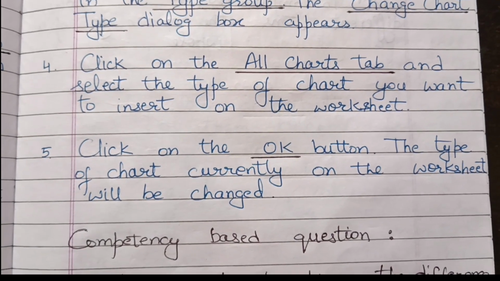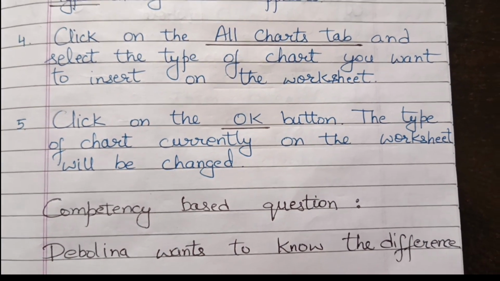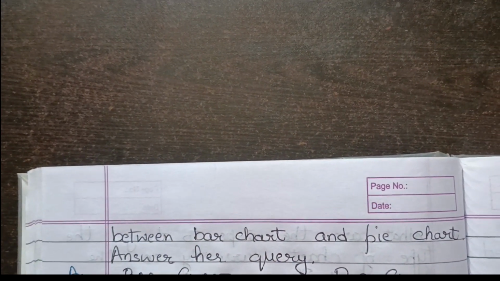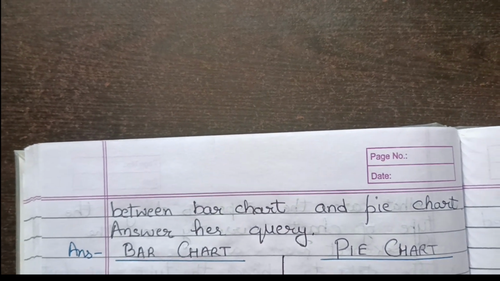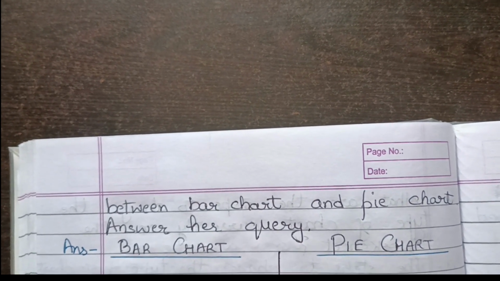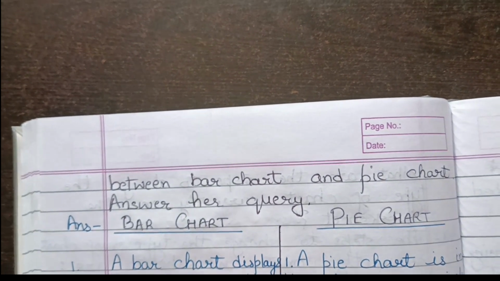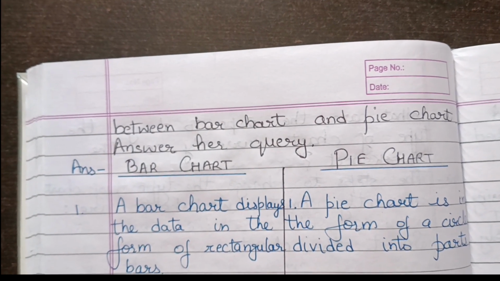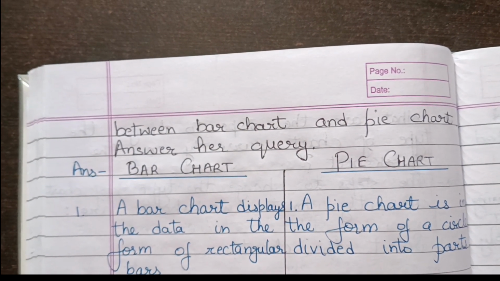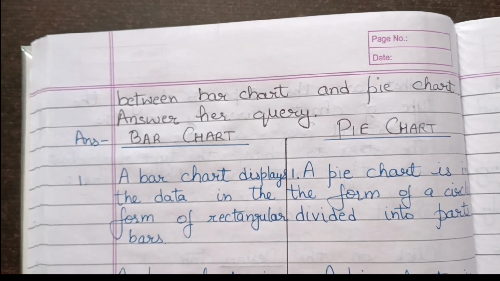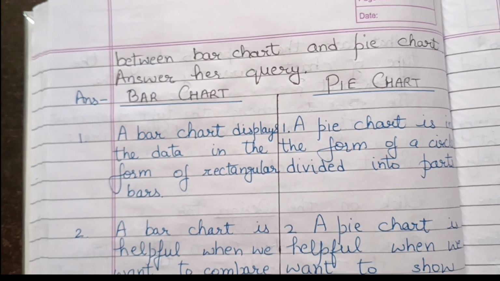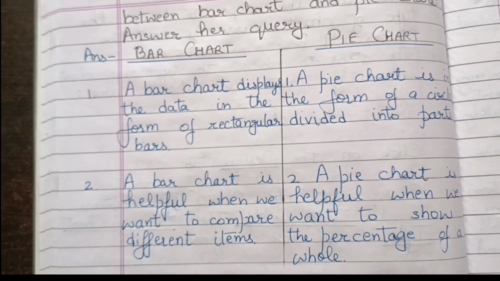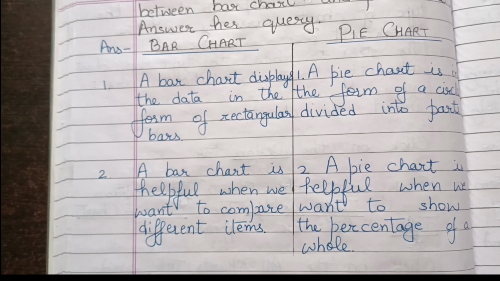Next one is competency based question. Debolina wants to know the difference between the bar chart and pie chart. Answer her query. So I have made the differences like this: bar chart on one side and pie chart on the other side. First difference is a bar chart displays the data in the form of rectangular bars, and a pie chart is in the form of a circle divided into parts. Next point, a bar chart is helpful when we want to compare different items, and a pie chart is helpful when we want to show the percentage of a whole.